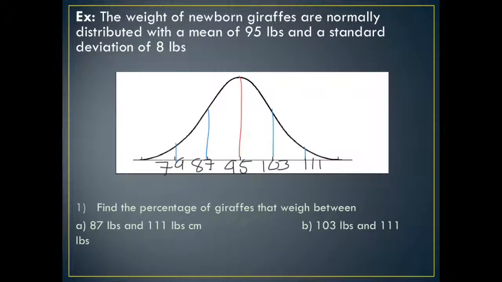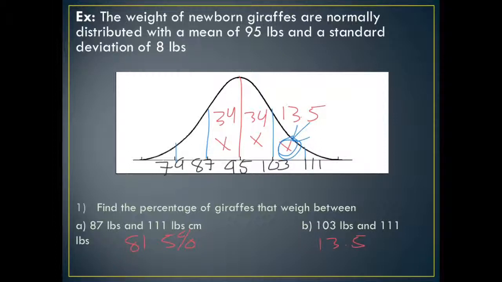Alright, so now that we have our axis labeled, we can go ahead and answer our questions. So the first question is again, find the percent of giraffes that weigh between 87 and 111 pounds. So we have 3 areas that represent that group, and we have the percentages for those. Our two middle ones are both 34%, and then our outside one is 13.5. If we add those together, then we get exactly 81.5%. To answer our second question of the percent of giraffes weigh between 103 and 111, we have just this region here, and our percent again for that one was 13.5.